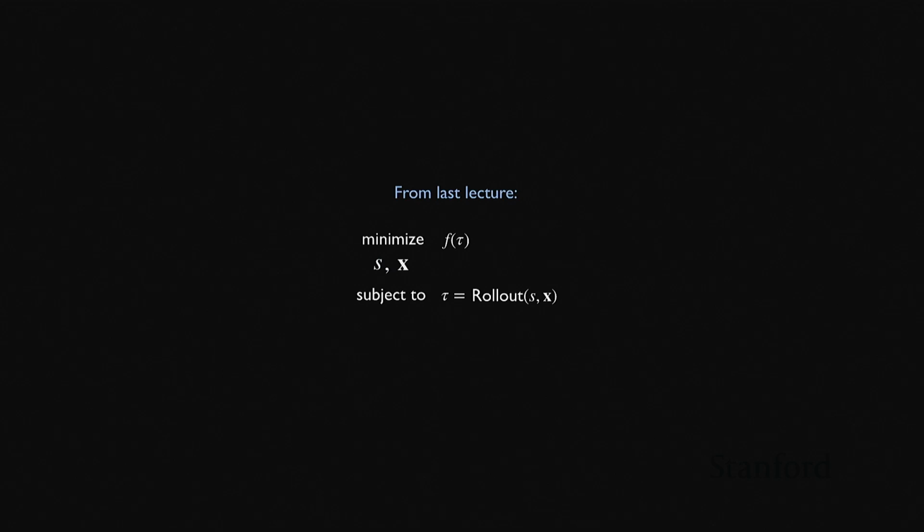If you remember from last lecture, so it should be quite fresh, we had this optimization problem where we were minimizing over the entire space of initial states and the disturbances at every single time step in the trajectory. We can just rewrite this optimization problem. We have tau equals rollout, so we can just replace the tau with the rollout. I'm just going to rewrite it like that.